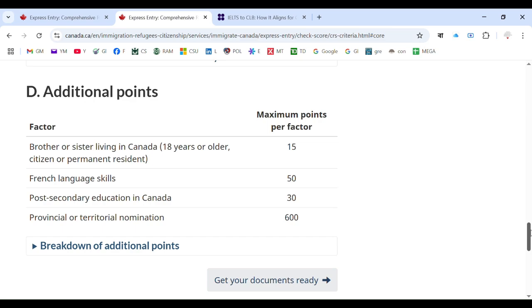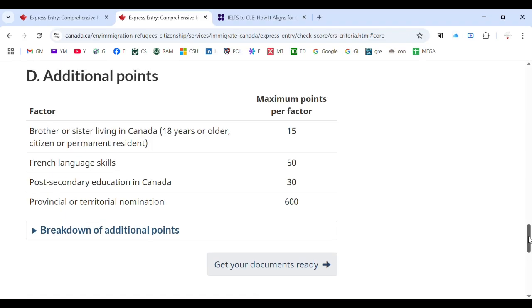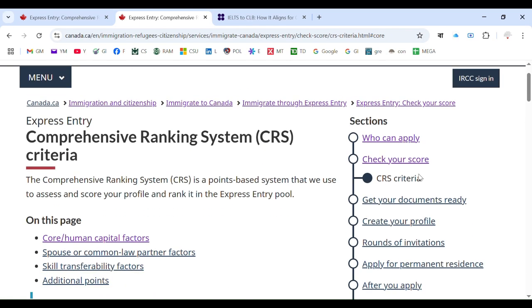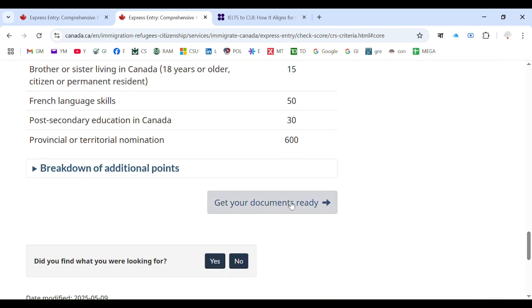Hello again. In my last video I discussed everything related to how to convert your TCF score into the NCLC score for language skills. So we are now in a position to get your documents ready. But before that, as I have already discussed everything related to CRS criteria, we are prepared to go to how to prepare for your documents, which is the most important thing.